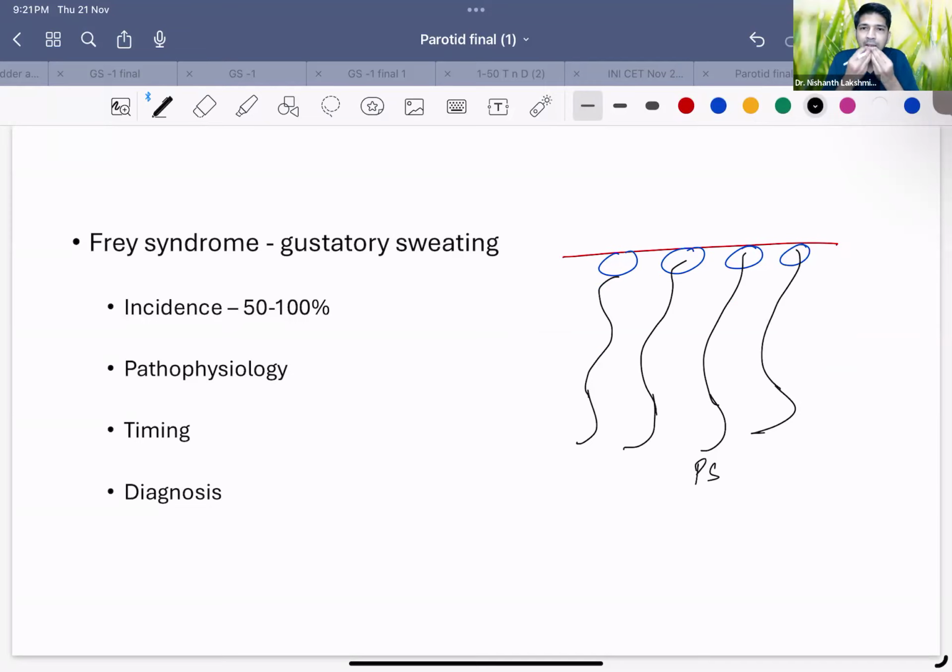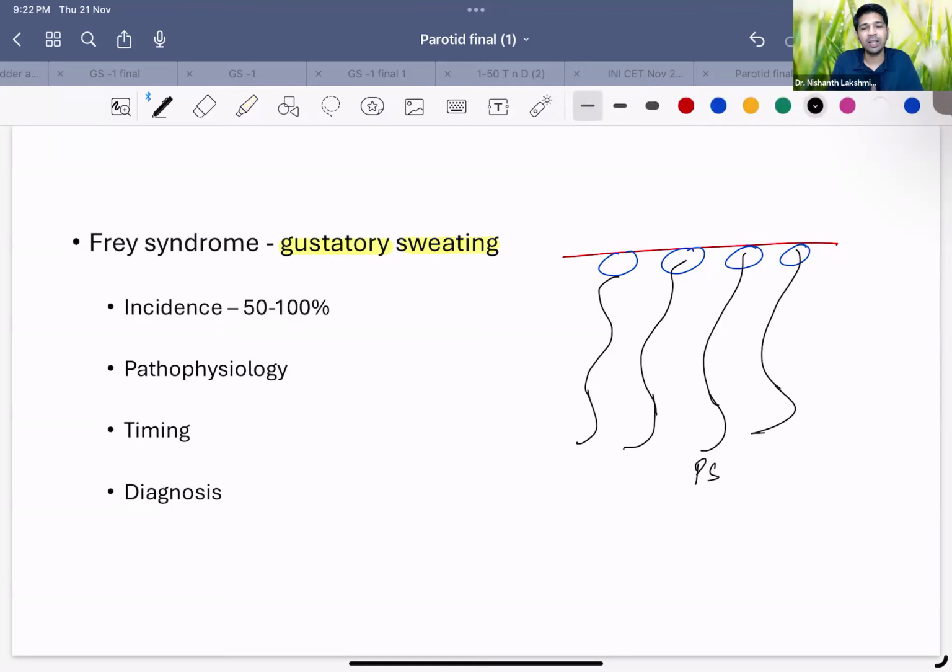So now what happens every time a patient eats food, the parasympathetic nervous system gets stimulated in order to secrete saliva. Now the problem is there is no parotid. Instead, it is stimulating the sweat glands of this particular area wherever the surgery has happened. So instead of saliva being produced inside the oral cavity, the patient starts sweating because sweat is being produced from the sweat glands. So the sweating is happening whenever the patient is eating food. That is why it is called gustatory sweating. Okay, this is in short what exactly happens in Frey syndrome.